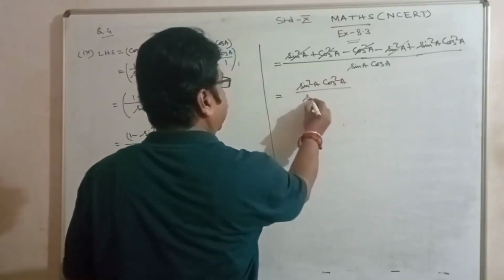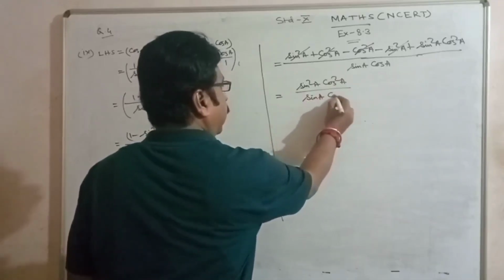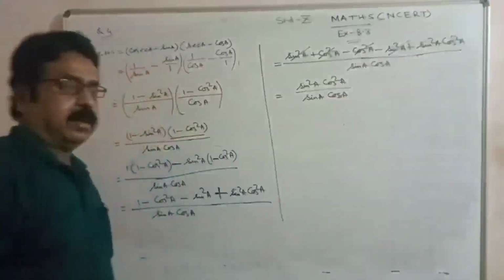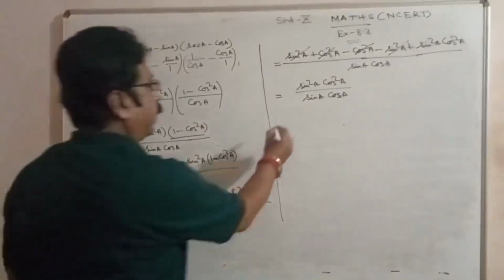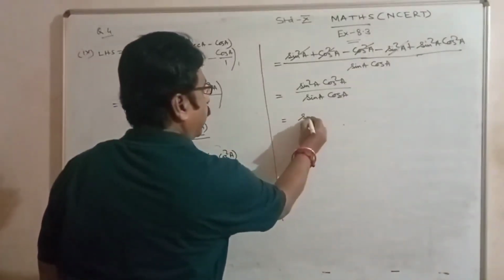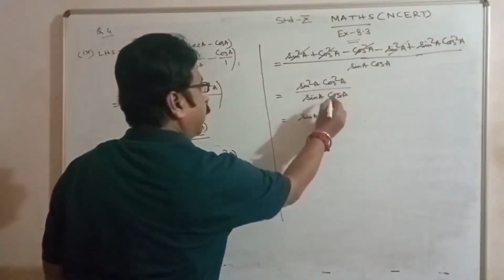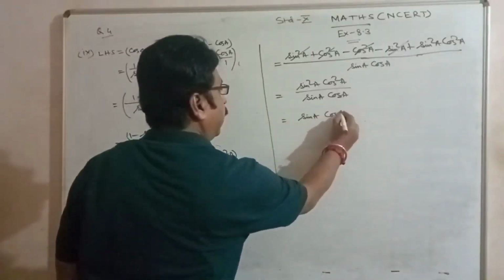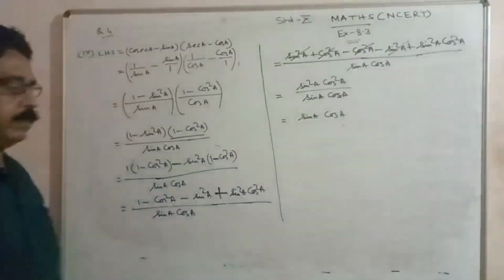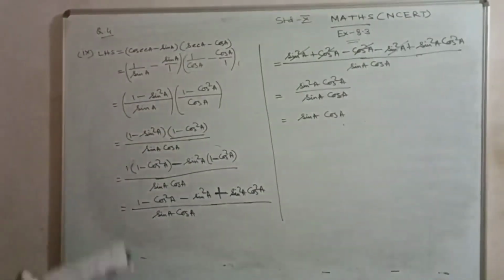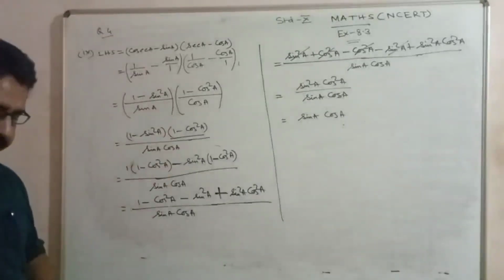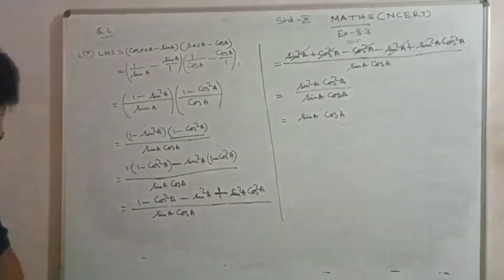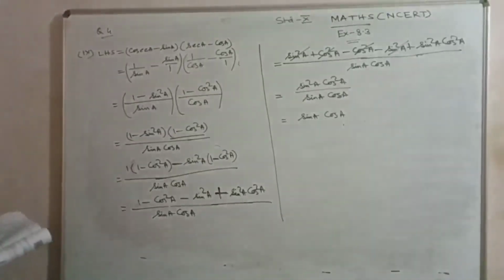Denominator is sin A cos A. Now sin square A upon sin A, it will be sin A. Cos square A upon cos A, it will be cos A. I will clean this portion. Right hand side.